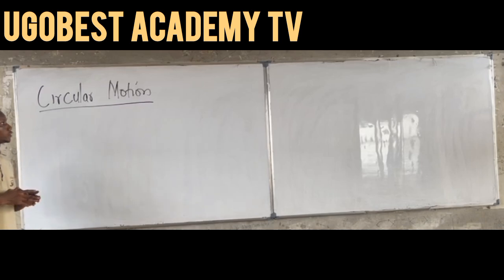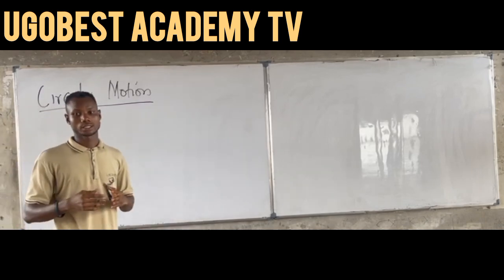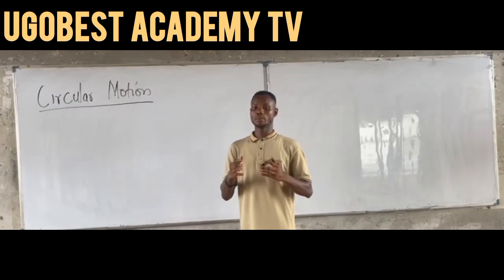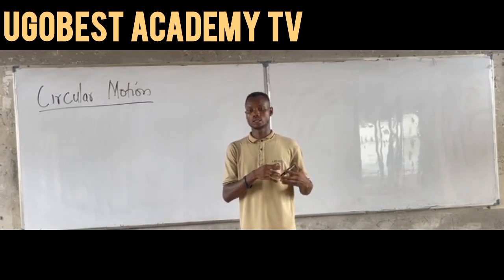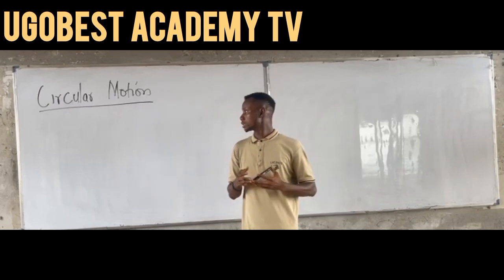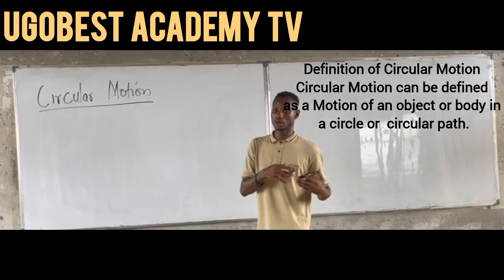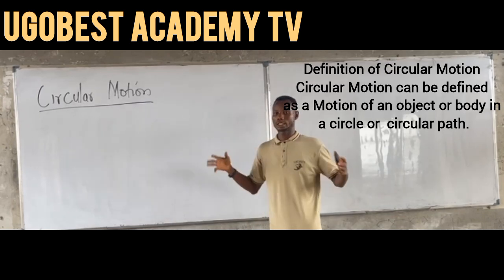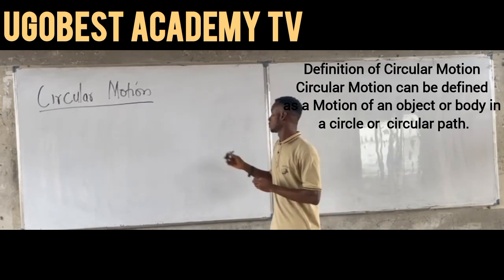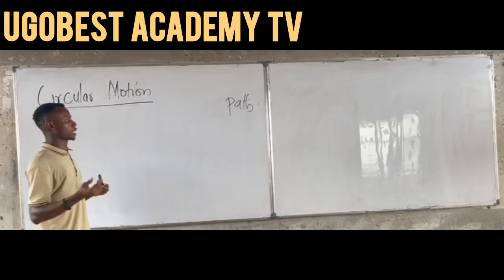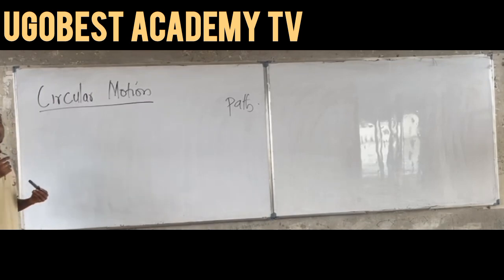Let's take a note, please. Circular motion can be defined as a motion of an object or body in a circle or circular path. The path is this. Circular motion can be defined as the motion of an object or body in a circular path.